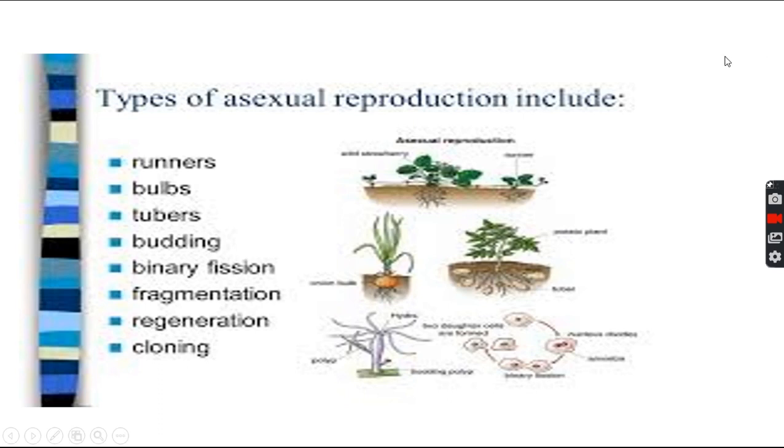The method we can call runner. Rhizome, we can give the example of ginger. Sucker, apple and banana. Tuber, potato. Offset, pistia, eichhornia or water hyacinth. From the notches at the margins of the leaves, bryophyllum will produce new individuals by the vegetative method.